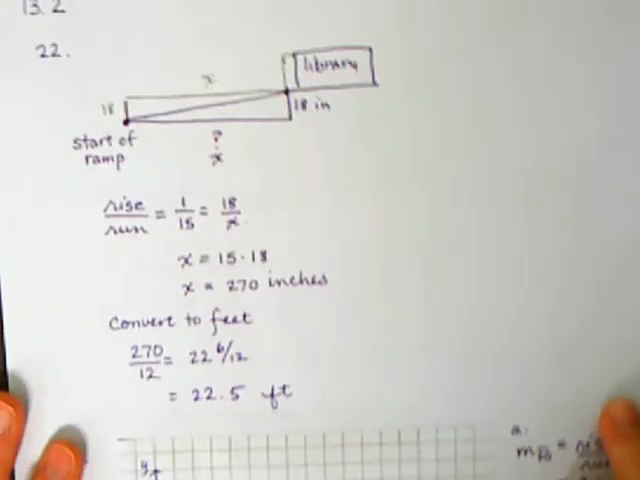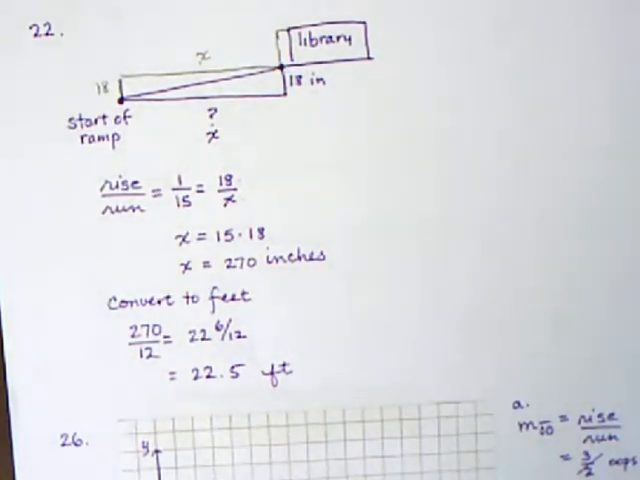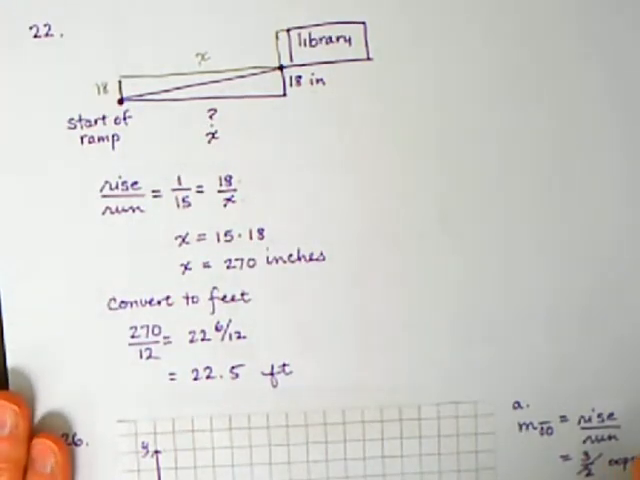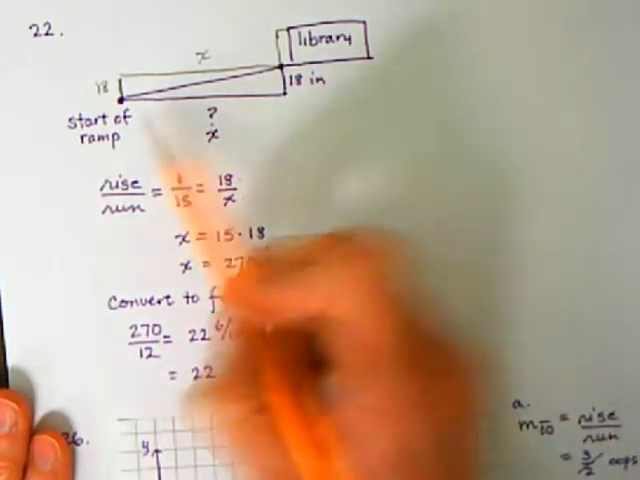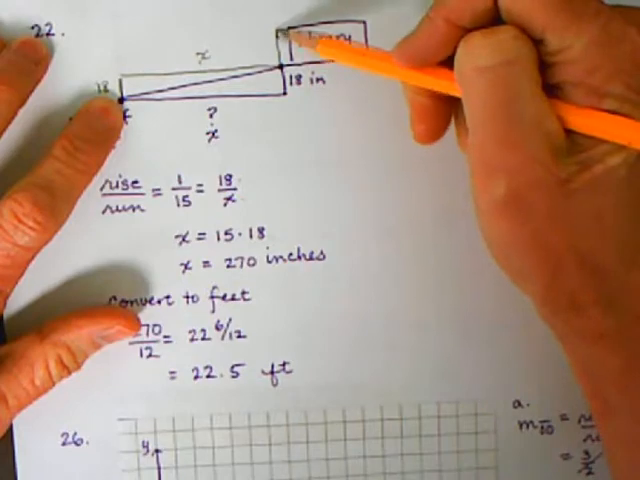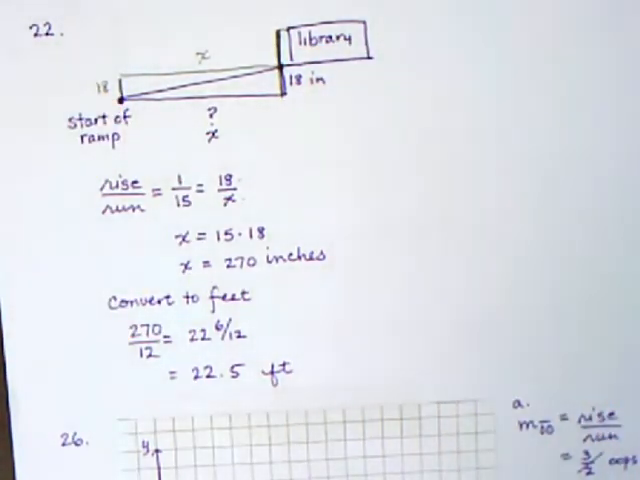Now, that's inches. We need to convert that to feet. So the way I'm going to convert that to feet is I'm just dividing by 12. So 270 divided by 12, that's 22 with 6 remaining. So 22 and 6/12, or 22.5 feet. So this is 22.5 feet away from the start of the library. Okay, so there's that one.